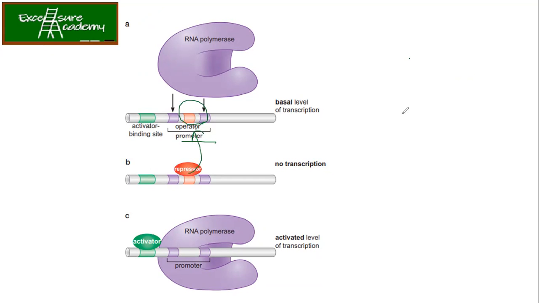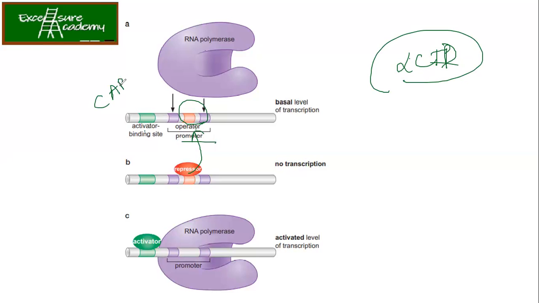Later, we are going to see that there is RNA polymerase alpha CTD. If you remember, this is the alpha C-terminal domain of your RNA polymerase, which goes and binds to the activating region, the CAP region, catabolite activated promoter region. We'll come to that, don't worry. So this is where the activator will bind, and this is where the repressor will bind.